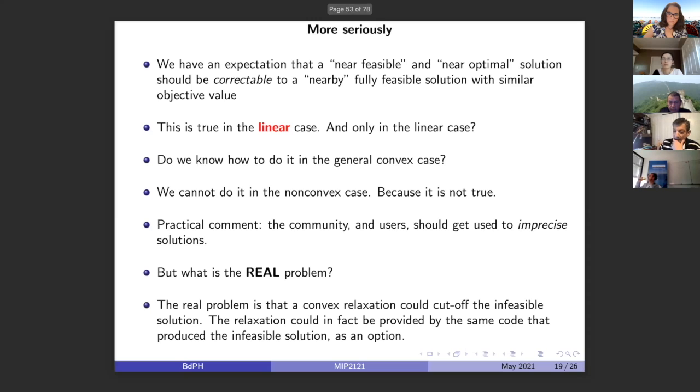The real problem is that many of the codes that we use have these two parts. They have a part that computes a solution and another component that computes a relaxation. And in a situation like this, the relaxation could in fact cut off the solution that was computed and produced as the optimal solution. And all it may take is to run the same package in a different way.